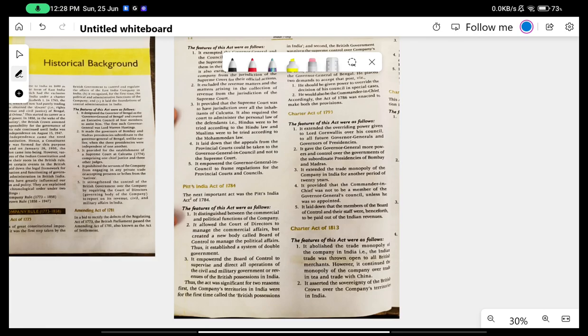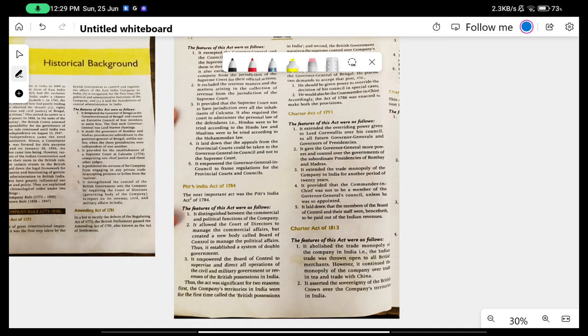So its first point is that it distinguished between the commercial and political functions of the company. Up until now, the commercial and political functions of the company were considered one, the same people were handling both the political work and the commercial work, right? But this time they created a separate division, so that one set of people will handle the commercial work and another set will handle the political work.